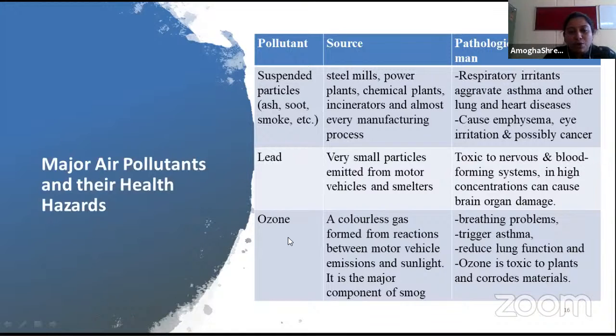Then ozone. This we should not confuse with the ozone layer in the atmosphere. This is a colorless gas formed from reaction between motor vehicle emissions and sunlight. As it is formed due to reaction between vehicular emission and sunlight, this ozone pollution is mainly seen during sunny weather, and it is the major component of smog. The effects are breathing problems, it triggers asthma, it reduces lung function, and ozone is toxic to plants and it corrodes materials.